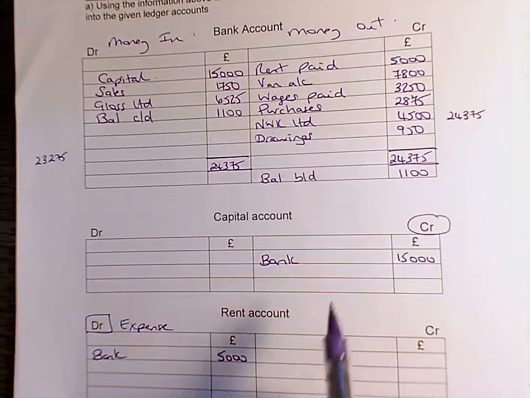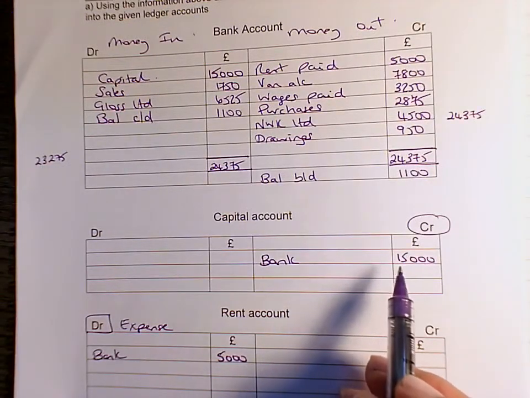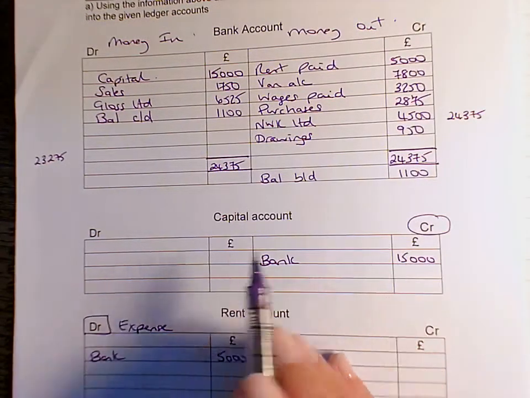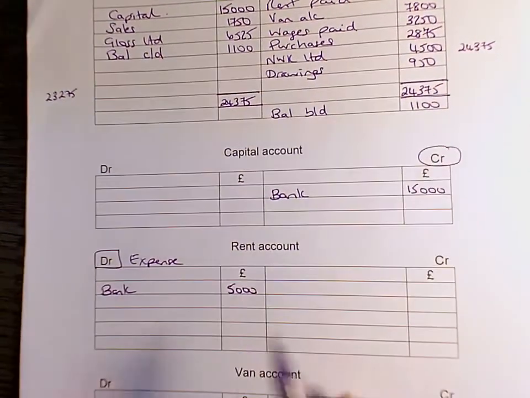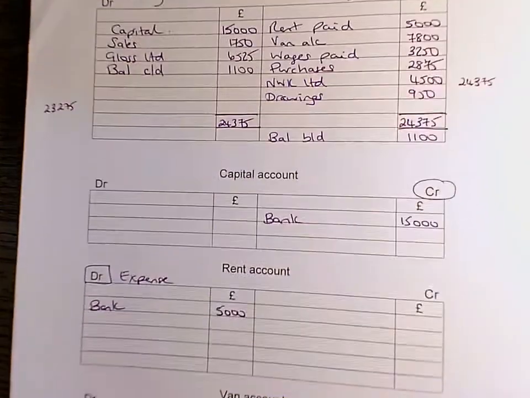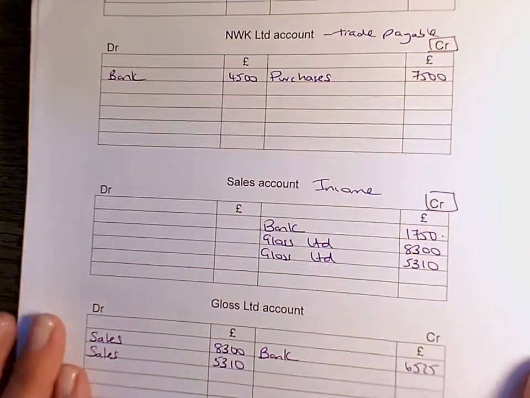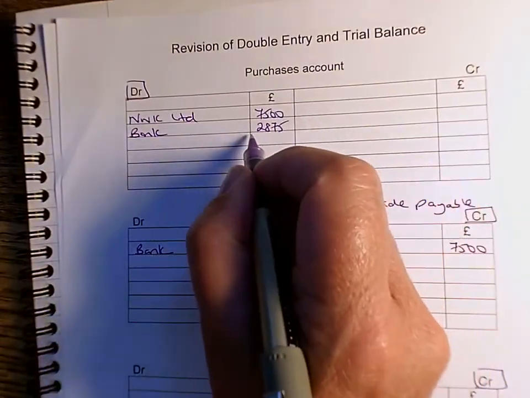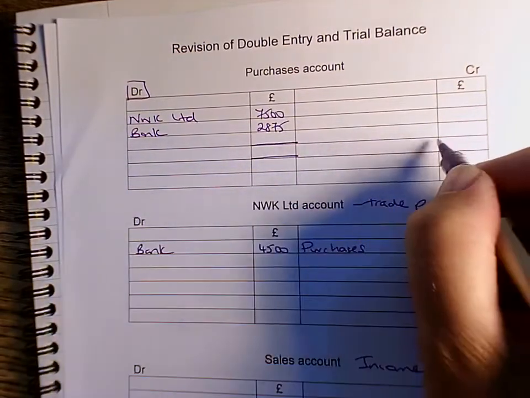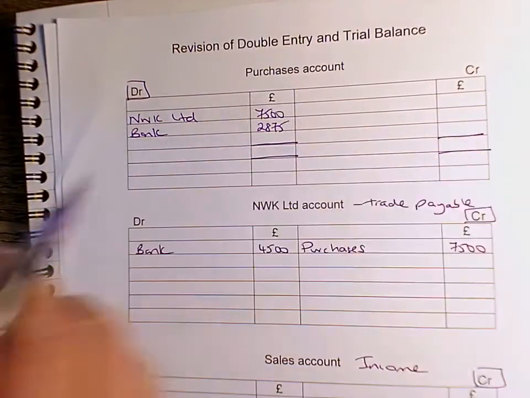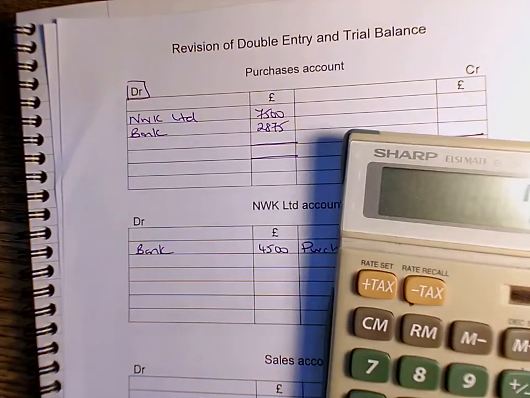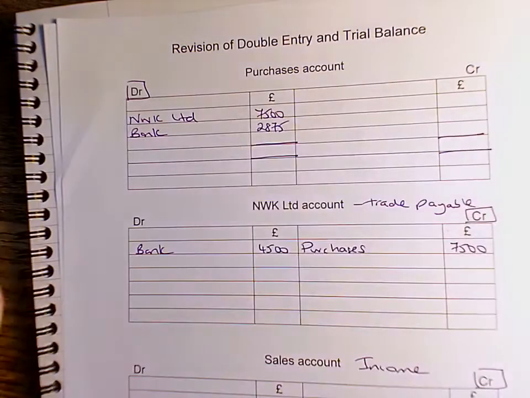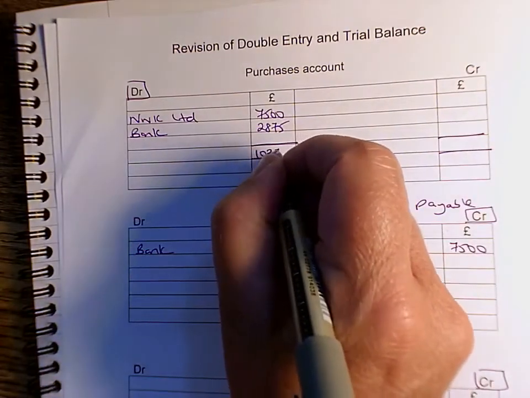Okay. Capital account, we don't need to balance off. There's only one transaction in there, £15,000 credit. So there's no point doing the whole balance carry down. Same for the rent account and the van account. But let's just look at one of the others. So we've got the purchases account at the top here has got two transactions. So what we can do there, leave a line. It's fairly obvious here that it's going to be a debit balance. So 7,500 plus 2,875 gives us 10,375 on there.